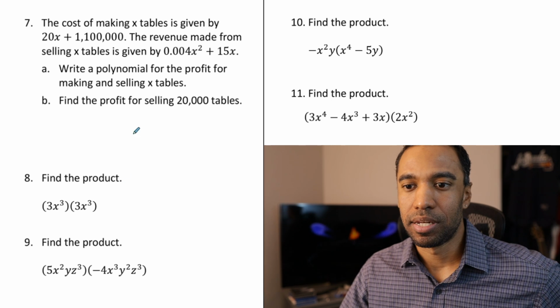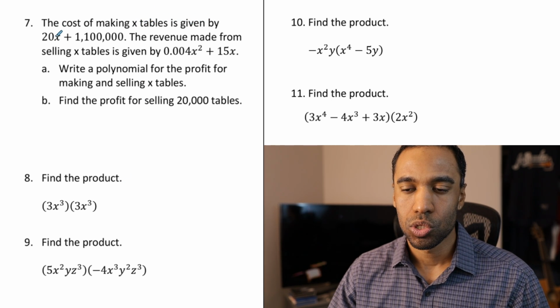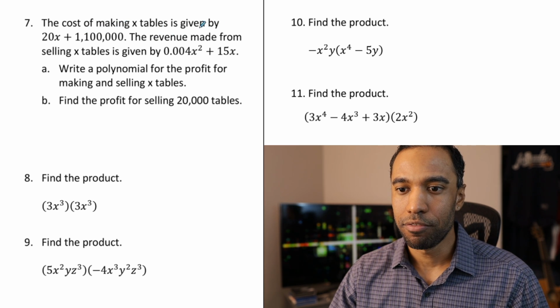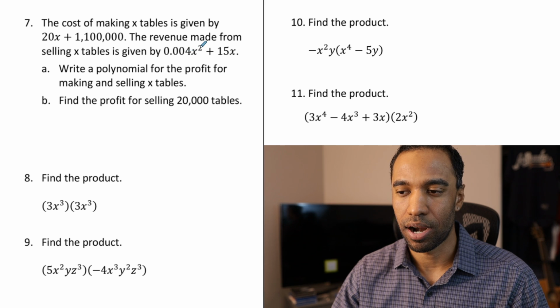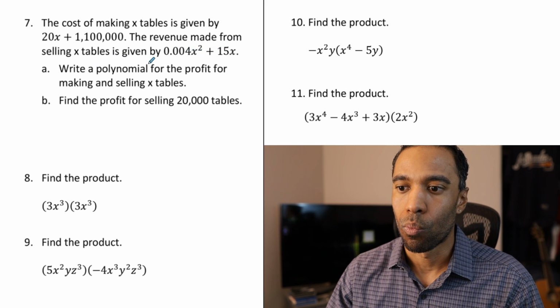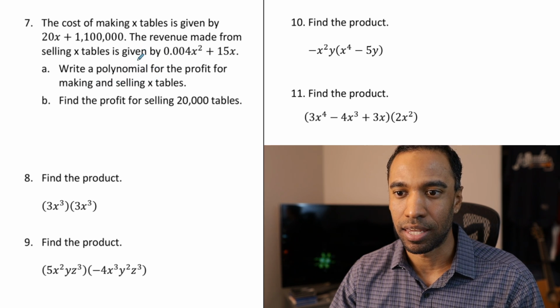Now we have a word problem, and it says the cost of making x tables is given by 20x plus 1,100,000. The revenue made from selling x tables is given by 0.004x squared plus 15x. Write a polynomial for the profit for making and selling x tables.